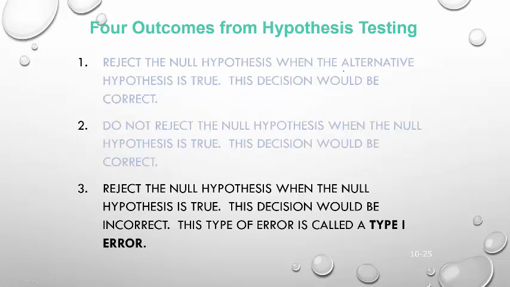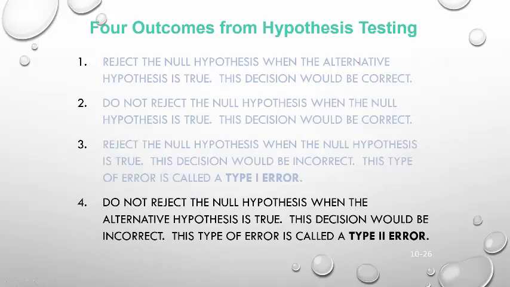Okay, so when you reject the null hypothesis when the null hypothesis is true, that's saying an innocent person is guilty. That's bad. This decision would be incorrect, and this is what's called a type 1 error. The next is you do not reject the null when the alternative is true. What that means is the person's guilty, but we find them not guilty. Okay, this decision would be incorrect, and this is called a type 2 error.